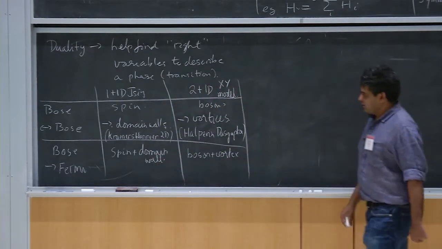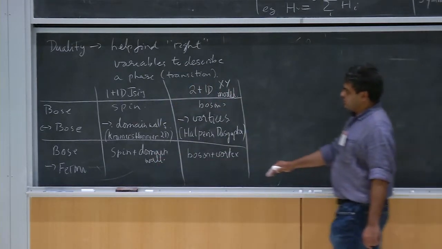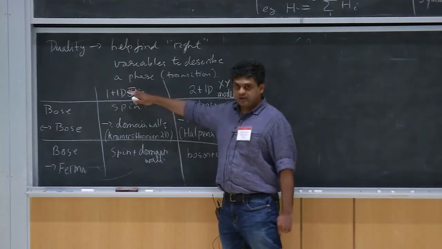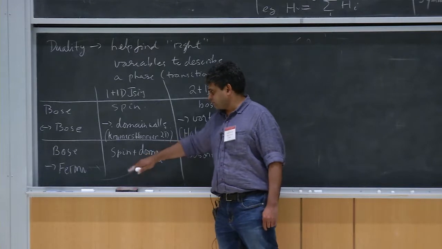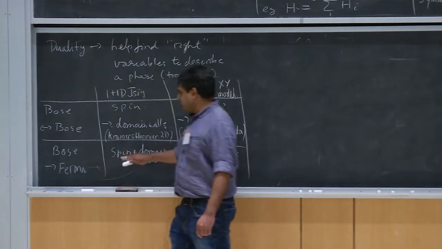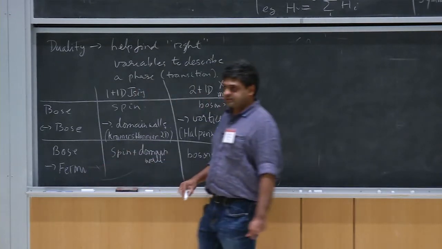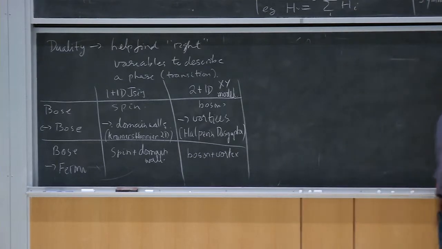And it'll turn out that these fermions are actually the right variables to describe the 1+1D Ising model. So the aim will be to get to this point, and you'll see why this particular kind of duality is extremely useful. So that's again a bit of outline.